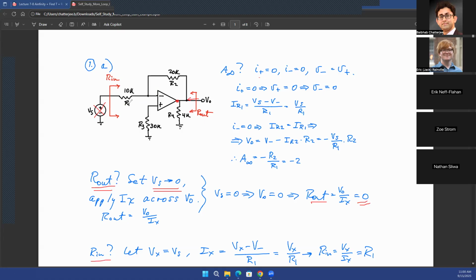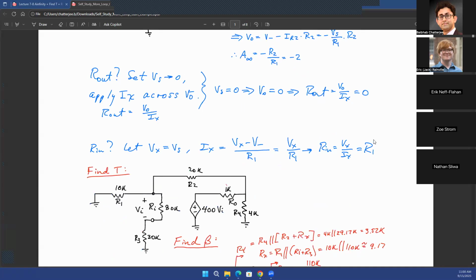Right? What about R in? R in is the resistance looking here. And again, of course, you know that you can put a test voltage source at this input point. Because this point is a virtual ground, all you see is this resistance, which is 10 kilo ohms. So your R in is going to be equal to R1, which is equal to 10 kilo ohm.